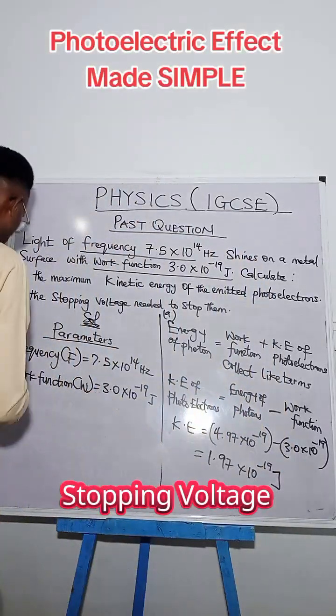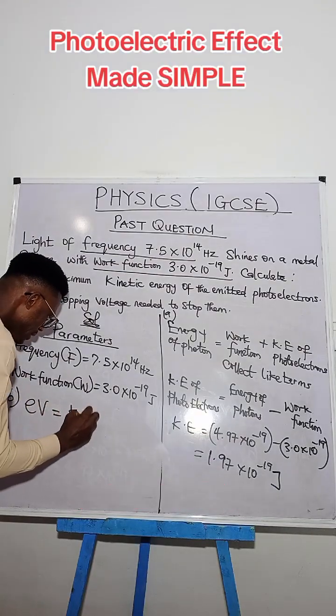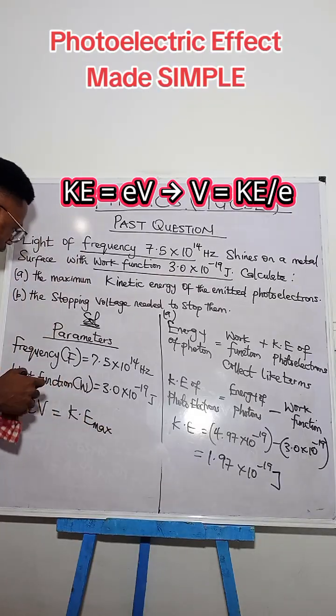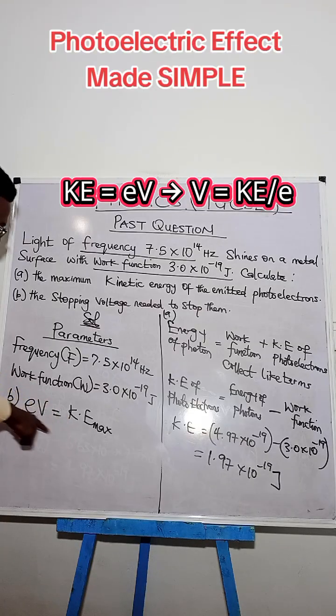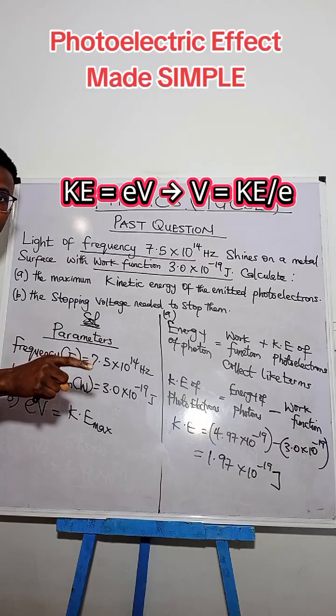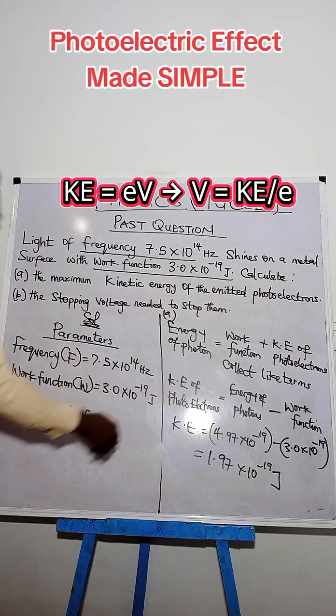Now, the formula is given as this. eV equals maximum kinetic energy. Now, take note of that. eV equals maximum kinetic energy. What is e? e is simply the charge of an electron. It's a constant, and it's equal to 1.6 times 10 to the power minus 19. Then V is the stopping voltage. Then kinetic energy is what we have already calculated.